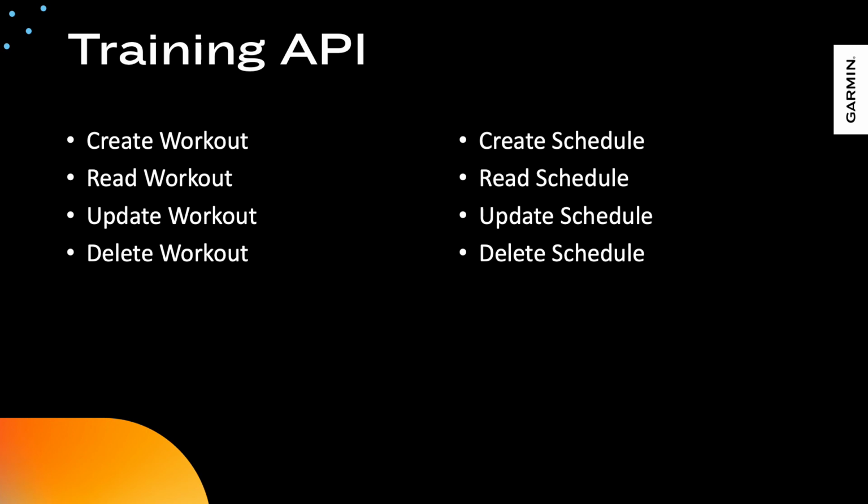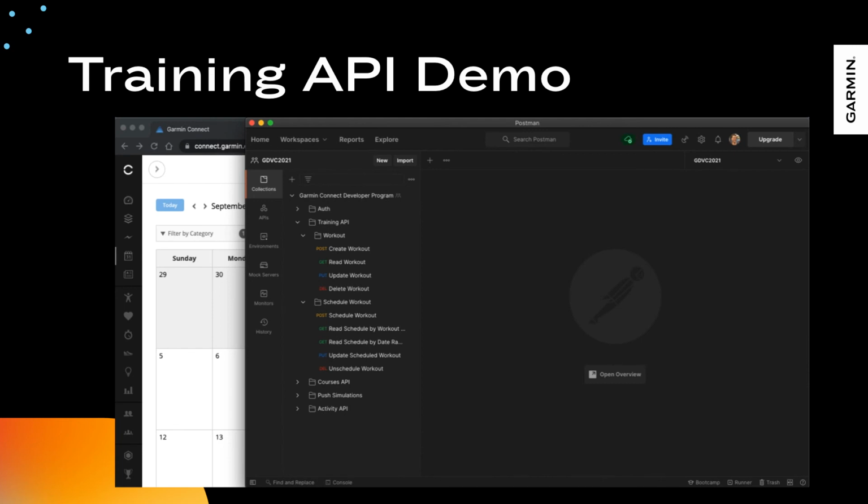As you work with the training API, keep in mind that it's always a two-step process to get the workout down to the user's device. The first step is always going to be adding the workout to the user's workout library, and the second step is scheduling the workout manually or with the API, or the user manually choosing to send the workouts to their device. Now let's see a demo of the training API in action.